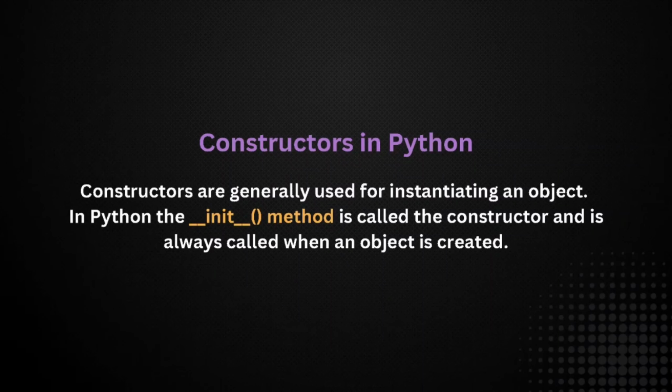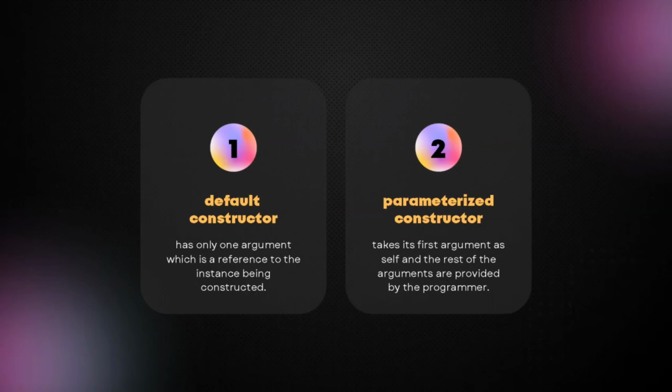And what is this method? This is used for instantiating an object, and it is called automatically when an object is created. Now we have two types of constructor. One is default and one is parameterized. As the name suggests, default has only one argument, which is self. And self is actually a reference to the object or instance that has been constructed.